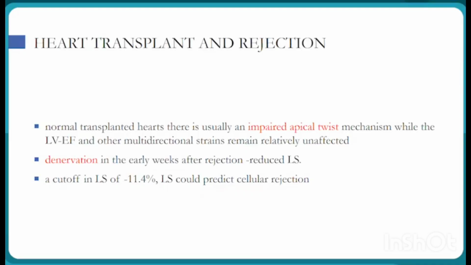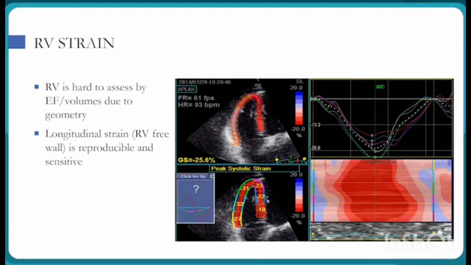In patients with heart transplant and rejection, in normal transplanted hearts there is usually an impaired apical twist mechanism, while the LVEF and other multidirectional strains remain relatively unaffected. Denervation in the early weeks after rejection results in reduced longitudinal strain. A cutoff of longitudinal strain of -11% could predict cellular rejection.